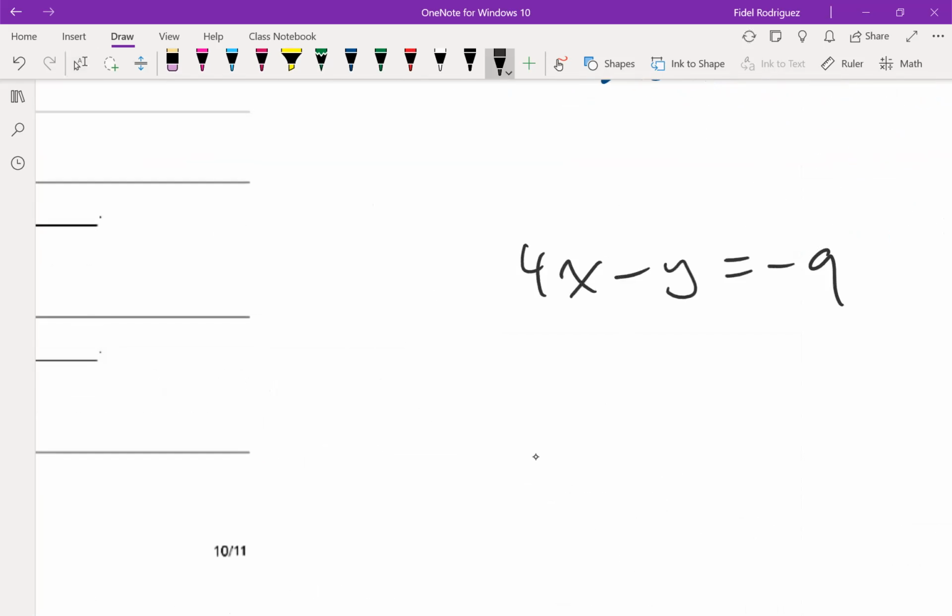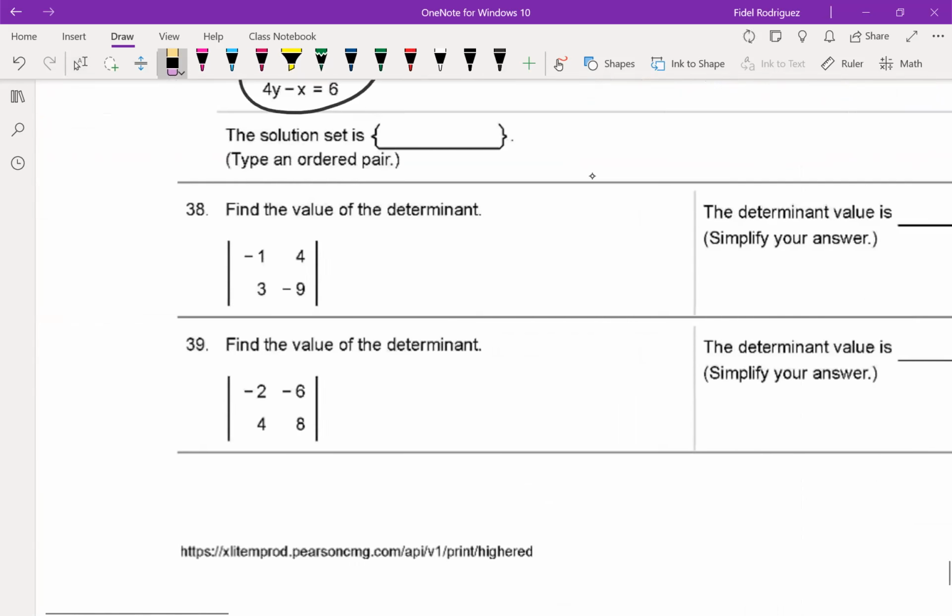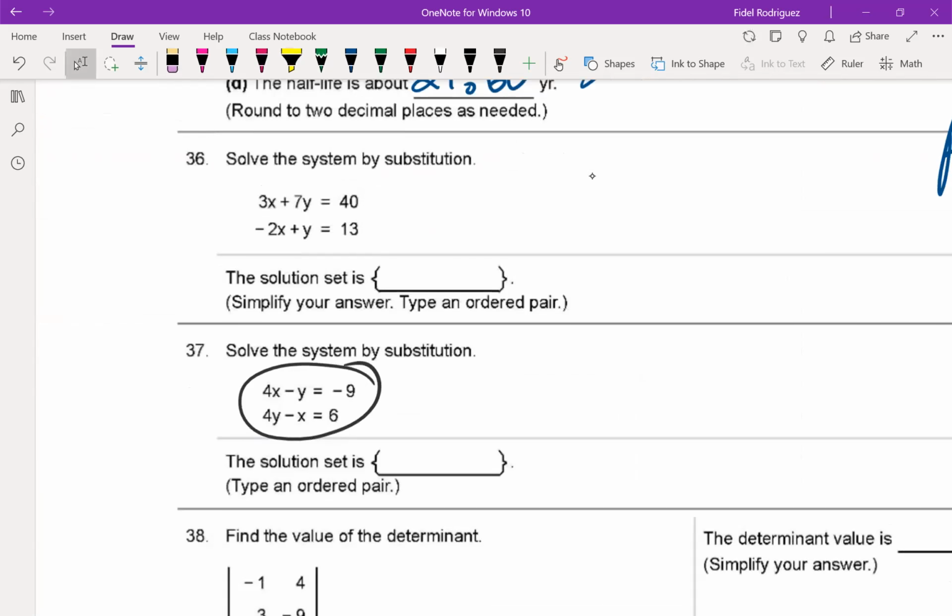Let me see, I heard something else in the chat. Oh, 36. No problem. Let's go over 36. So let me do this. Let me get rid of this. Here we go. Okay, 36. Similar problem. It's all good.